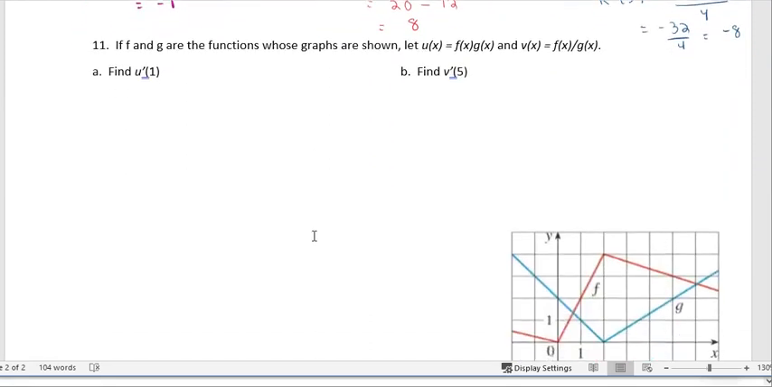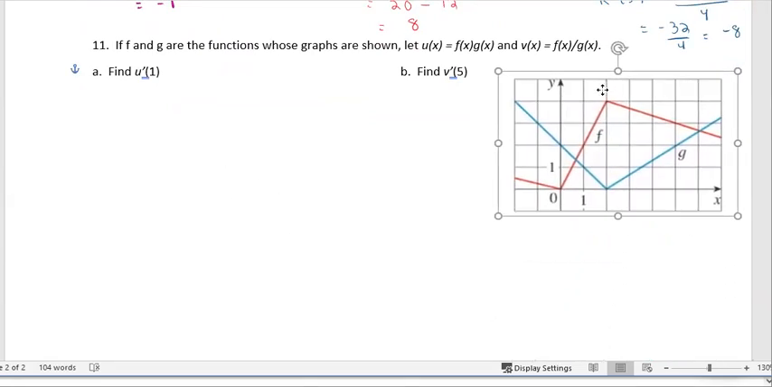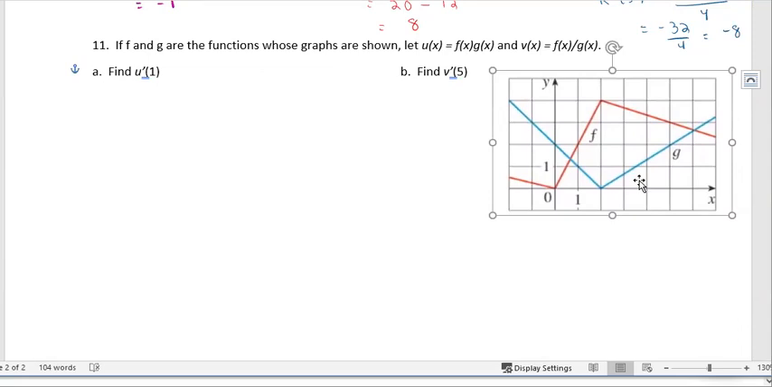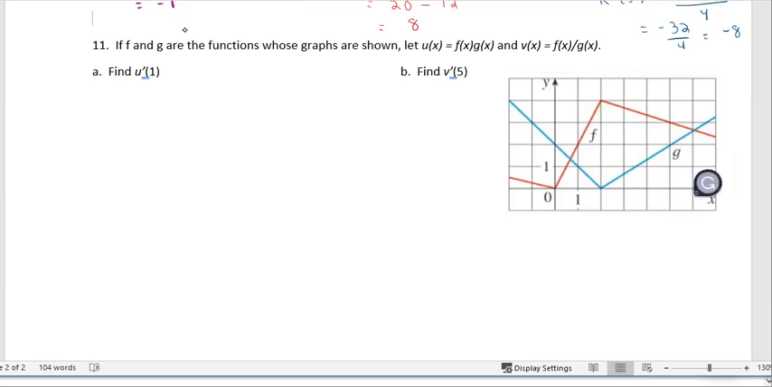Let's try again. This time, we don't have a whole lot of information. Instead, we are given graphs. So what we're trying to do here is look at our formulas, but we have to get our values from our graph. So let's try the first one. We're trying to find u prime of 1. Well, u of x is a product. So u of x equals f of x times g of x.